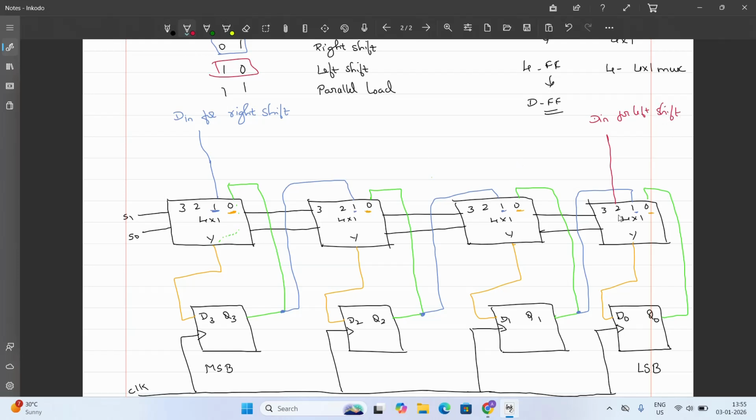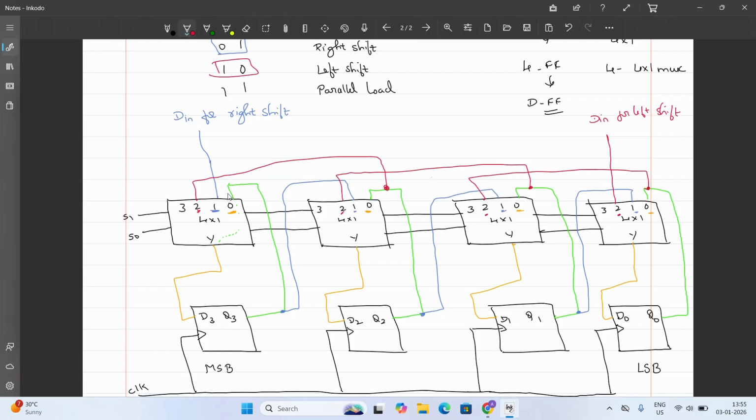Since 1, 0 means 2, this is selected. Direct data is given here to the first flip-flop on the LSB side, okay, for left shift. And for the remaining, output should go as input to the next one. So you have connected Q0 here, right? I'm taking the Q0 value and connecting it to the second pin of the next flip-flop. Similarly, I'll take the Q1 value and connect it to the second pin of the next flip-flop. And the last, Q2, is connected to the second pin of the next flip-flop.